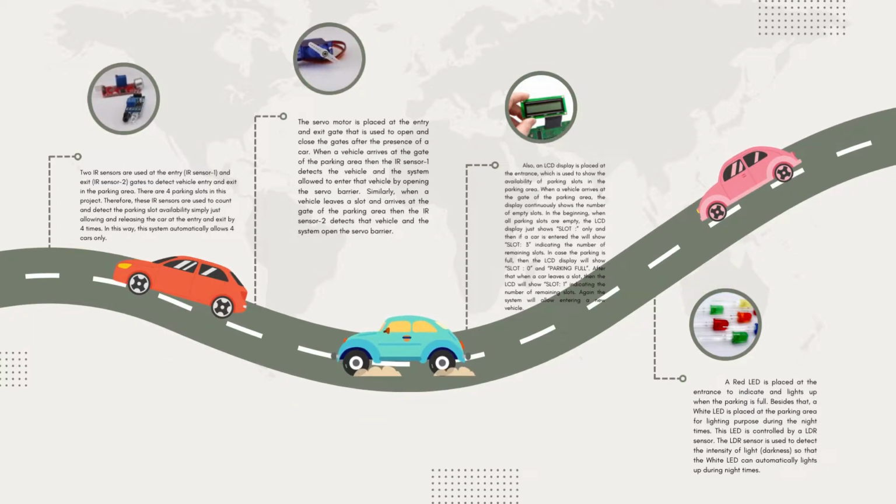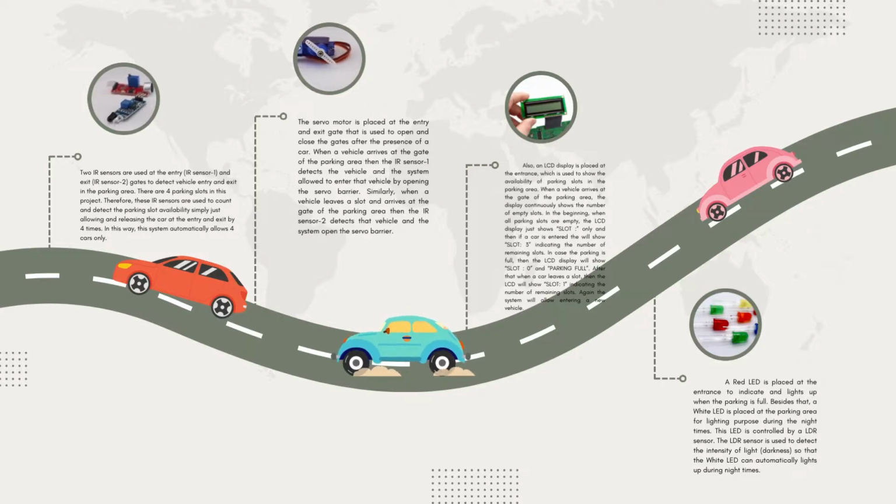There are 4 parking slots in this project, therefore these IR sensors are used to count and detect the parking slot availability, simply by allowing and releasing the car at the entry and exit up to 4 times. In this way, this system automatically allows 4 cars only. The servo motor is placed at the entry and exit gate and is used to open and close the gates after the presence of a car.